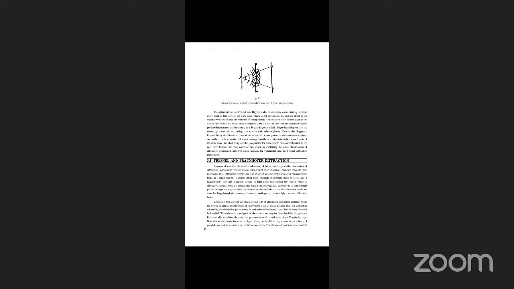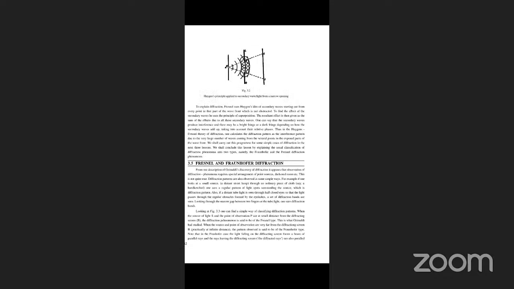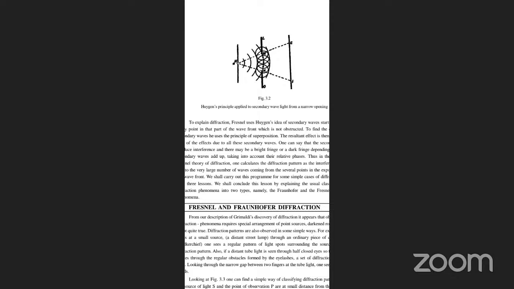Huygens principle applied to a secondary wavelet from a narrow opening. To explain diffraction, Fresnel uses Huygens' idea of secondary waves starting out from every point in that part of the wavefront which is not obstructed. To find the effect of the secondary waves, he used the principle of superposition. Therefore, the resultant effect is given as the sum of the effects due to all these secondary waves.